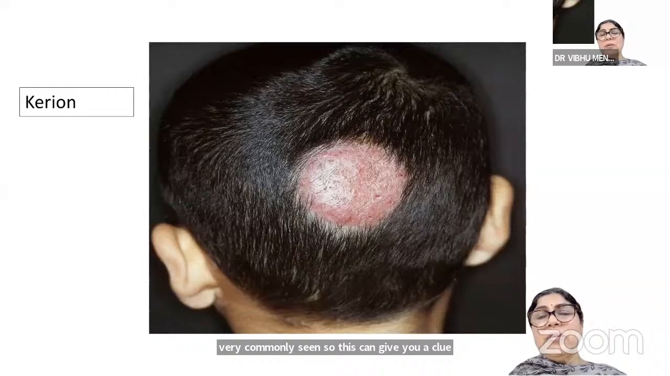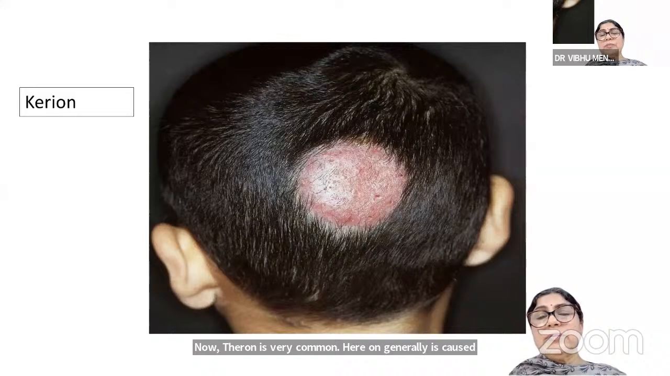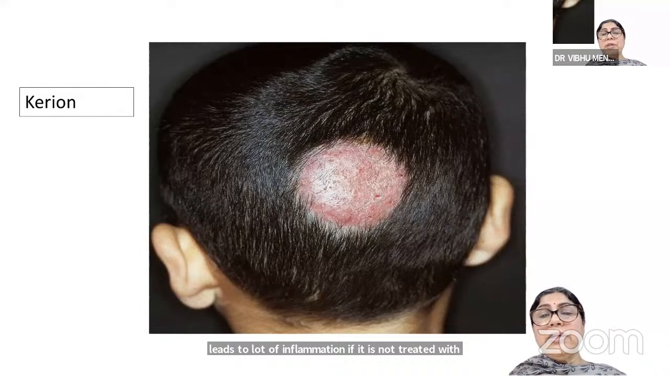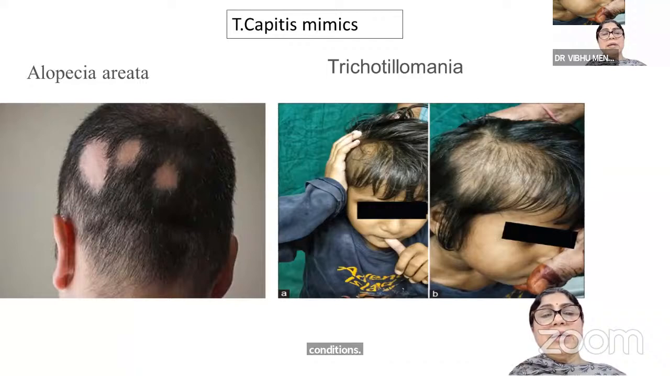Now, kerion is very common. Kerion generally is caused by a zoophilic species of dermatophytes, and it leads to a lot of inflammation. If it is not treated with the help of oral antifungal, it can lead to scarring, hair loss. So pediatricians should be aware of the scalp conditions also. In case they see any patchy loss of hair with scaling, then they must refer the child, because it requires proper treatment. And the confusing conditions with tinea capitis are alopecia areata.